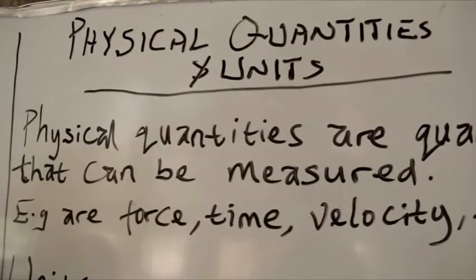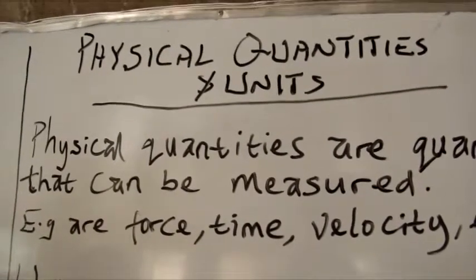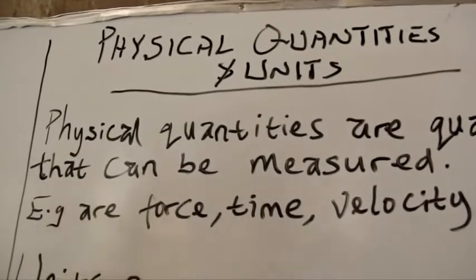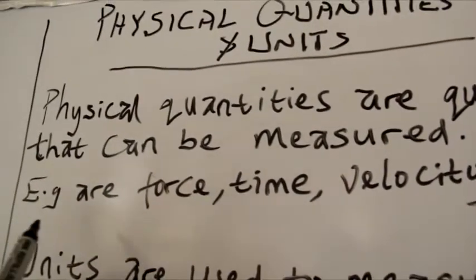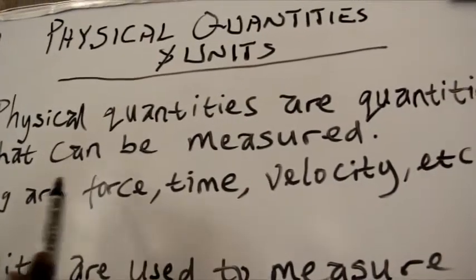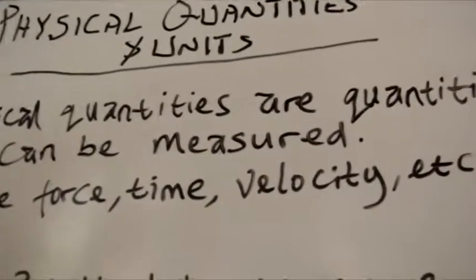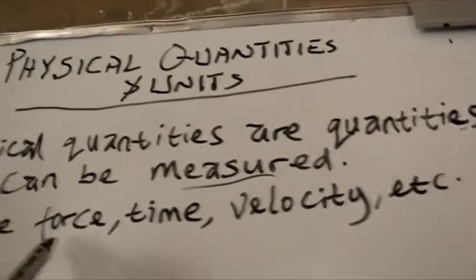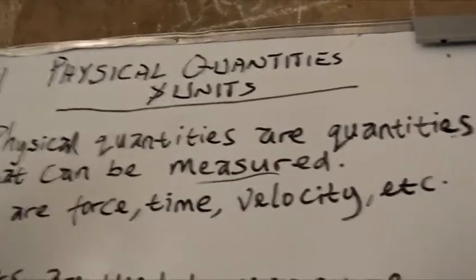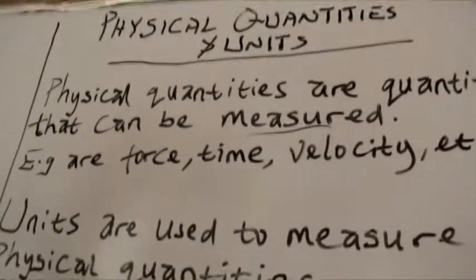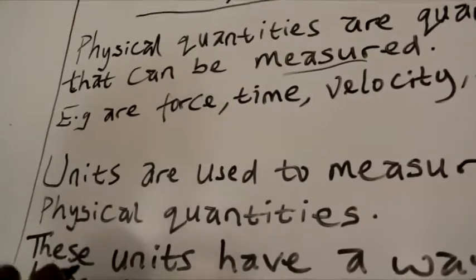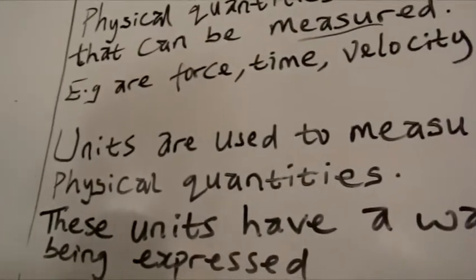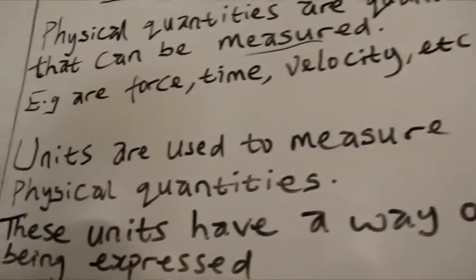I am Effiong Fortune. In this video, we are going to look at physical quantities and units. So, what are physical quantities? Physical quantities are quantities that can be measured. Examples are force, time, velocity, etc. And units are used to measure these physical quantities. And these units have a way of being expressed.